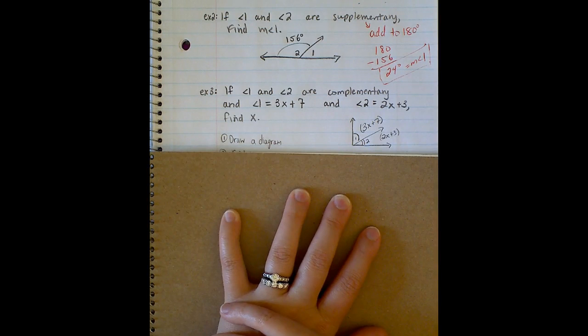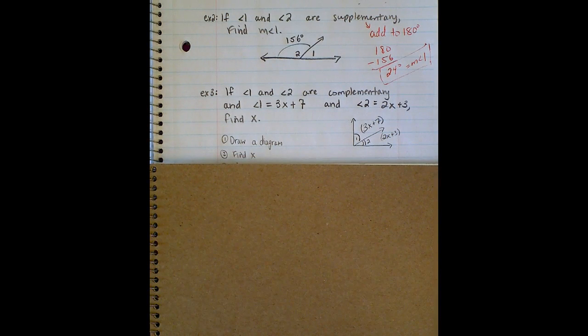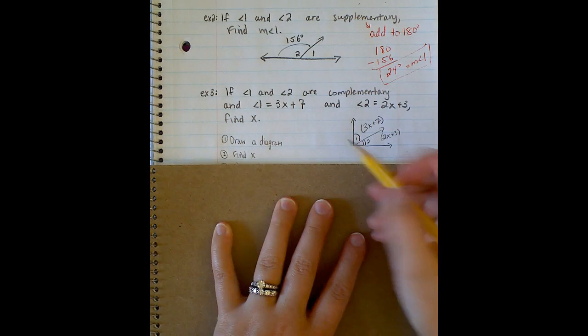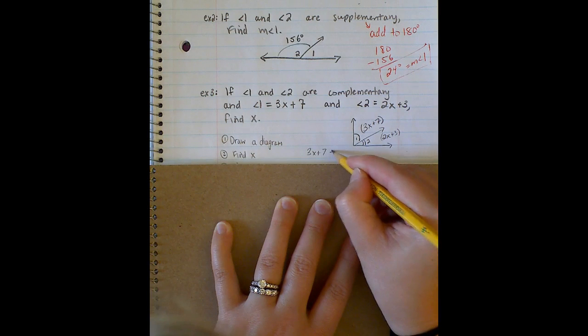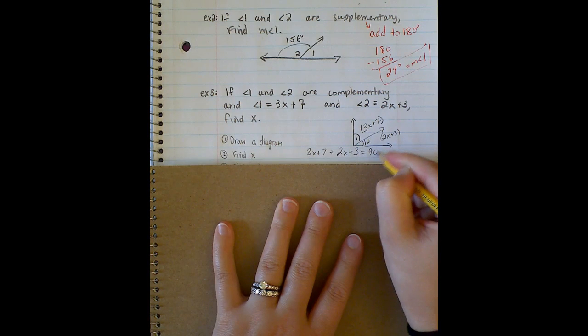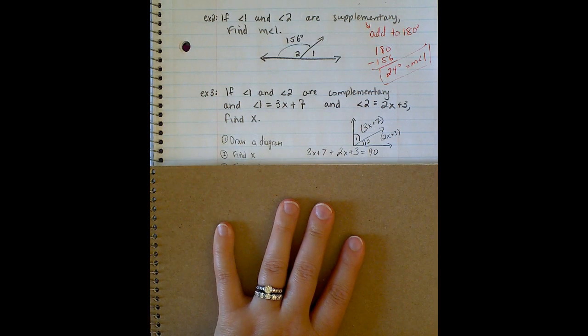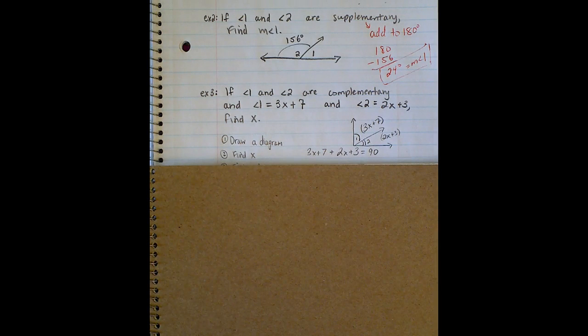So what do we know about those expressions? Step 2 is going to be find x. So I need to set up an equation. Can't just subtract. But I know that both of them together, since they're complementary, are going to add to 90 degrees. So I'm going to add them up. 3x plus 7 plus 2x plus 3 together should equal 90. So go ahead and solve for x, and then resume the video when you're ready to pick up.